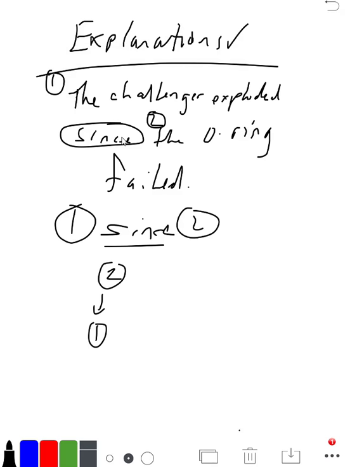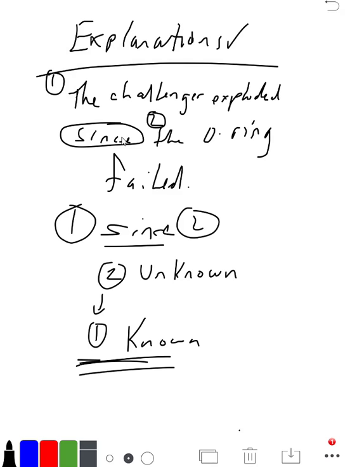Now, the problem here, of course, is that in explanations, instead of using a fact to try to convince someone of something you don't know to be true, what you're trying to do is explain something that is already known. And so in the form of an explanation, you're moving from something that is unknown to known. Whereas, what do you know about arguments?